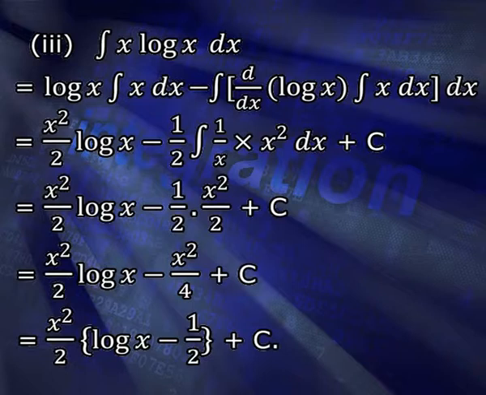That is equal to x to the power 2 by 2 log of x minus x to the power 2 by 4 plus c. That gives us finally x to the power 2 by 2, in bracket we have log of x minus 1 by 2 plus c.